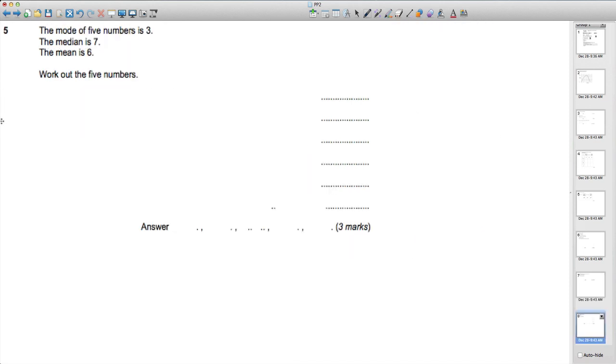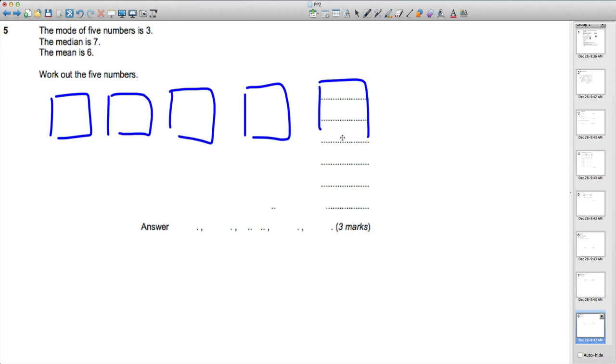Okay, the mode of 5 numbers is 3. The median is 7. The mean is 6. Work out the 5 numbers. Now, if you've got 5 numbers, let's just write boxes for each of the 5. 1, 2, 3, 4, 5.